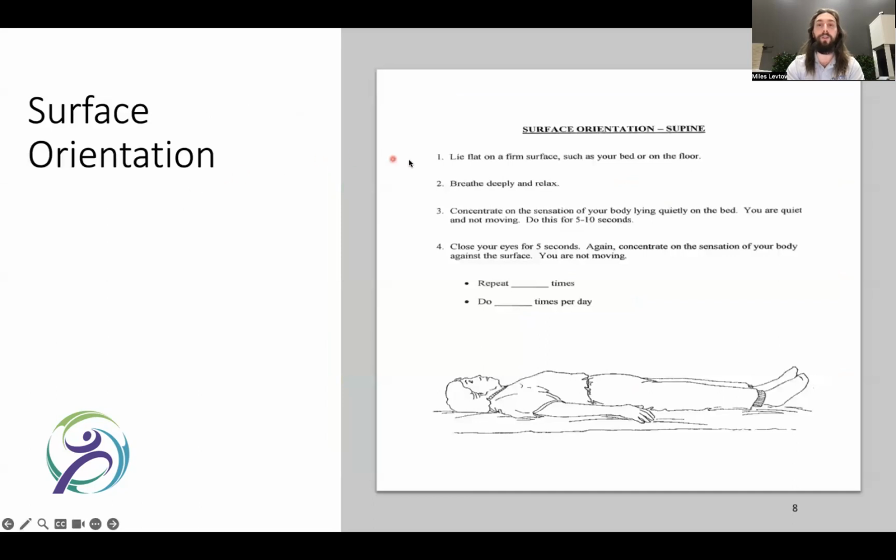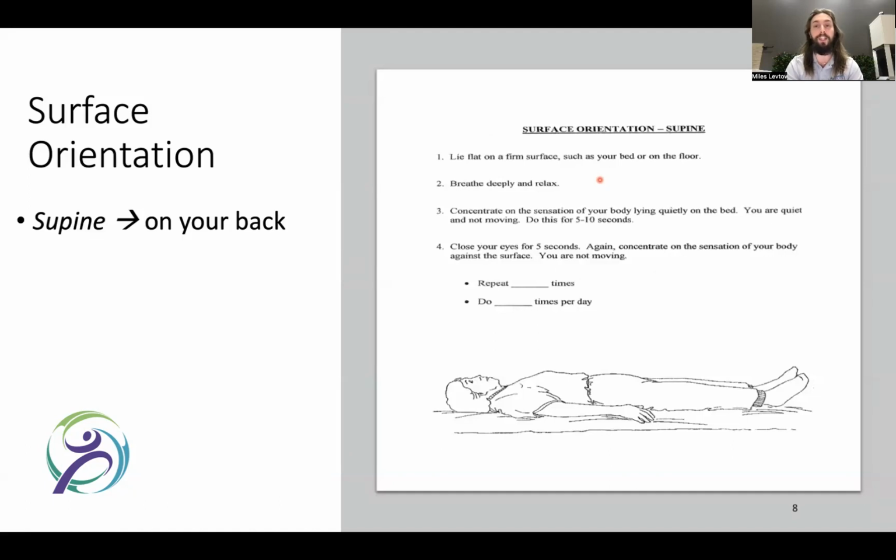So what is surface orientation? Surface orientation, supine. Supine just means on your back. If you have worked with us and you have been given one of our treatment booklets, you will remember this image where it gives some specific directions. Lie flat on a firm surface, such as your bed or floor. Breathe deeply and relax. Concentrate on the sensation of your body lying quietly on the bed, and you are not moving. Do this for 5 to 10 seconds.